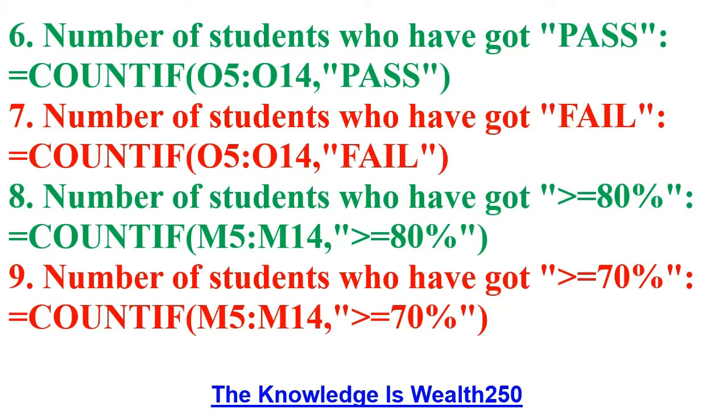So formula number 8 is the calculation of the number of students who have got greater than or equal 80%. So you see it there how it is done. And formula number 9, it is the calculation of the number of students who have got greater than or equal 70%. You see the formula there also.